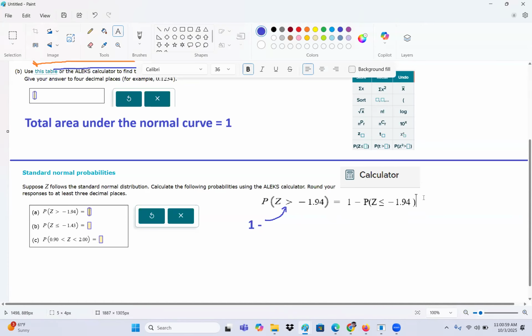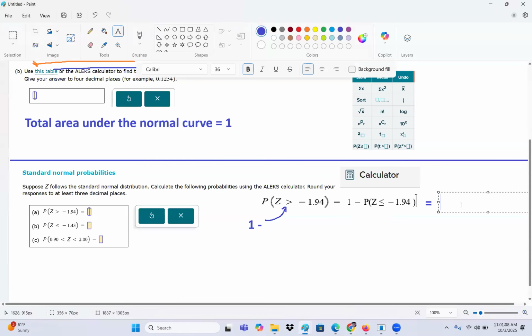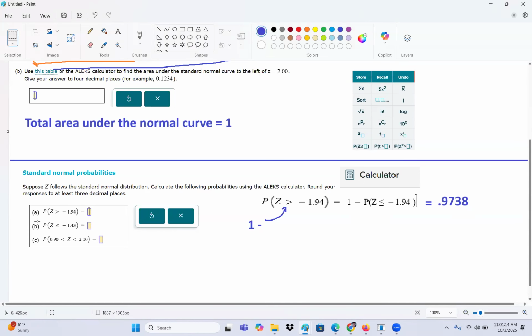All right, so that's going to give us, on the calculator, 0.9738. Okay. The same thing for that. You're going to go for B.